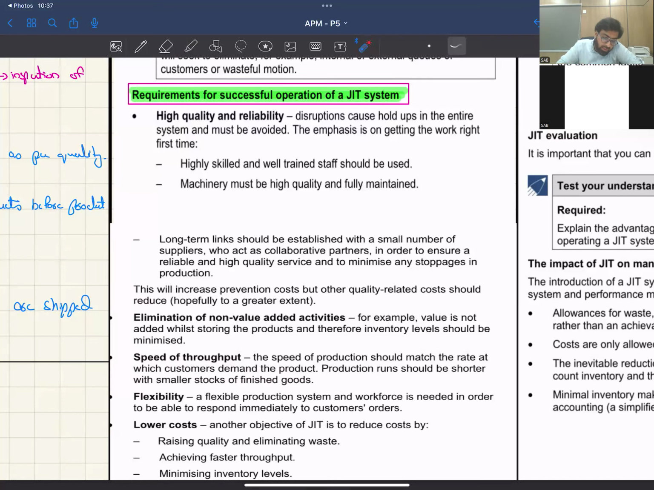Obviously, the first thing is high quality and reliability. There should be high reliability and high quality of the staff, because you don't have the staff or time to look at your stuff. You must have a good staff to be working on. Disruption can hold up the entire system. Just believe this, that if you're operating in a JIT, you cannot expect disruptions.